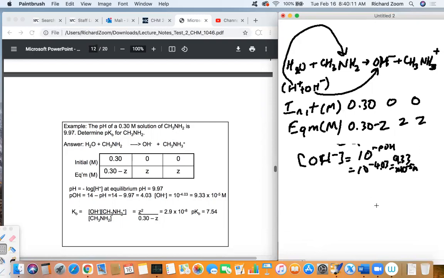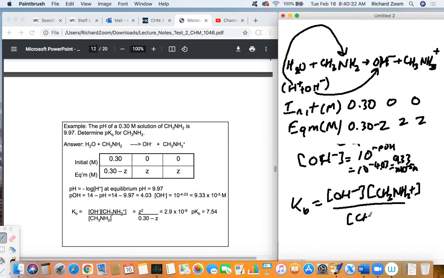So the concentration of OH minus was equal to 10 to the negative pOH, which we've just calculated. Now the Kb comes back from the original equation as OH minus times CH3NH3 plus over CH3NH2. Z squared over 0.30 minus Z is what we have here.